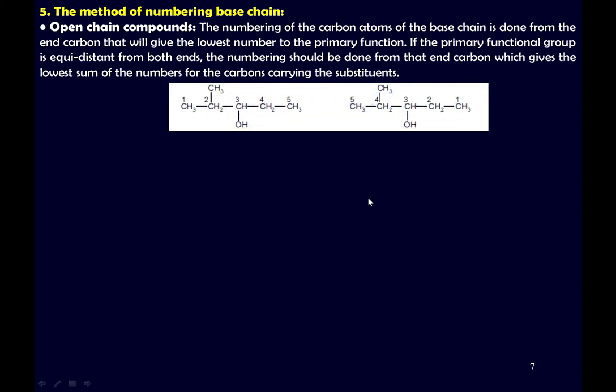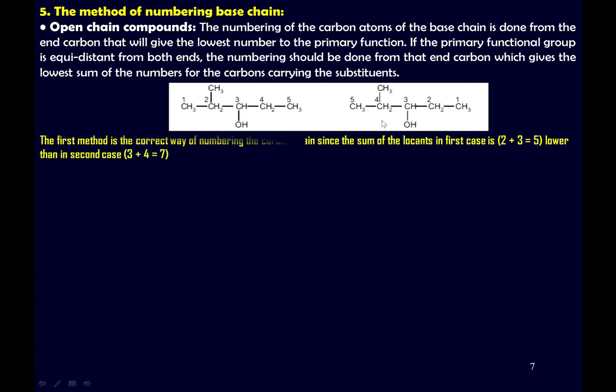For example, we have taken here pentanol. In both the cases, the OH is exactly in the center, and we have a methyl substituent as the second priority group. Now we can start from left to right, or from right to left. So one locant is fixed at 3 in both, and the second locant here is 2, here it is 4. If we do the sum, 3 plus 2 is 5, and 4 plus 3 is 7. Which is the lowest? 5 is the lowest. So this structure and this name is right. This name we cannot give because it is higher.